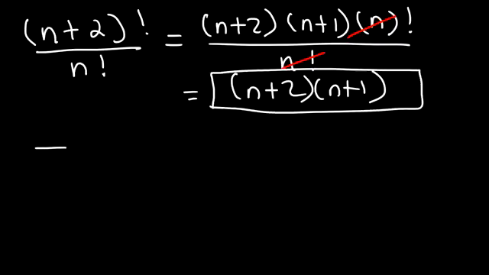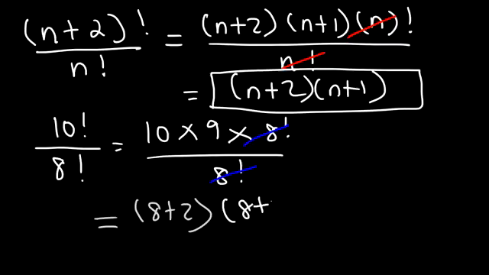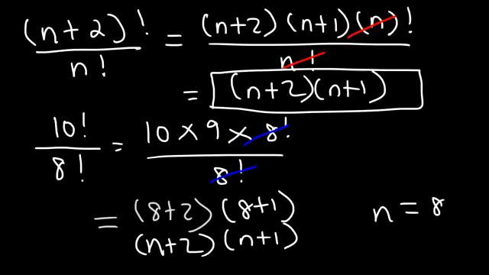So let's say n is 8, like before. n plus 2 would be 8 plus 2, or 10. So this is going to be 10 times 9 times 8 factorial divided by 8 factorial. Now, 10 is the same as 8 plus 2, and 9 is 8 plus 1. So notice how it's similar to n plus 2 times n plus 1, where n is equal to 8 for that particular example, since we had that on the bottom. So this is the final answer for that expression.